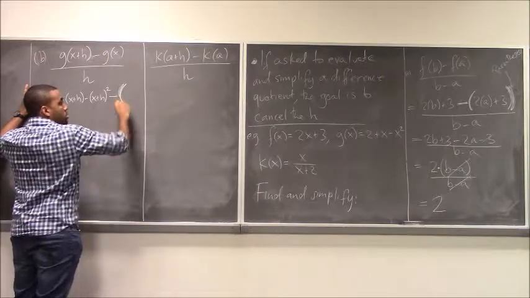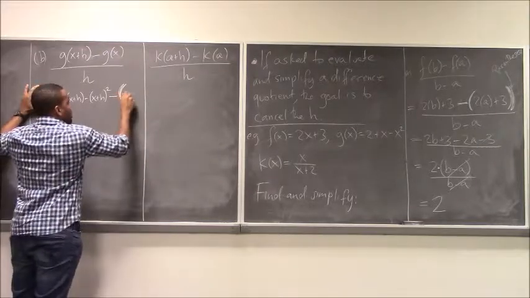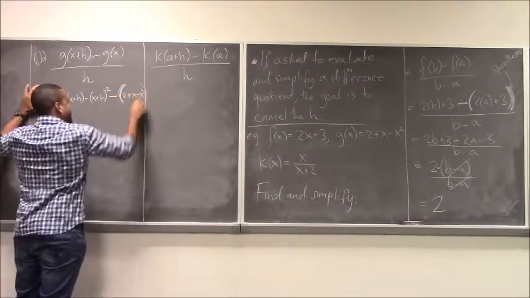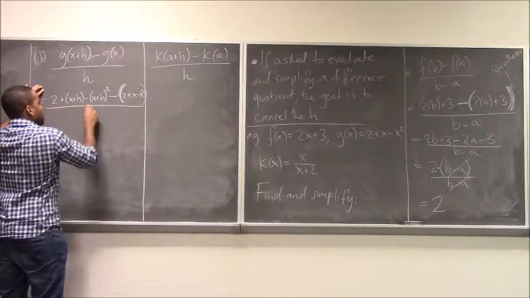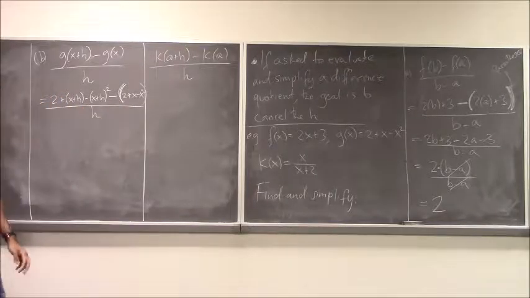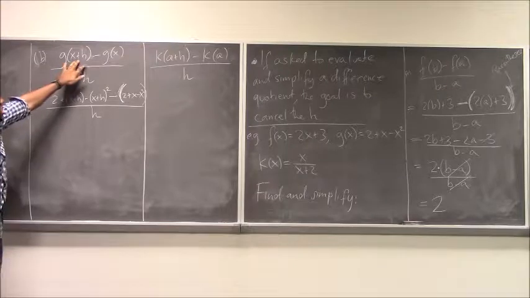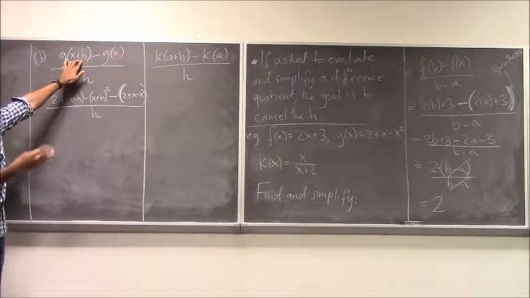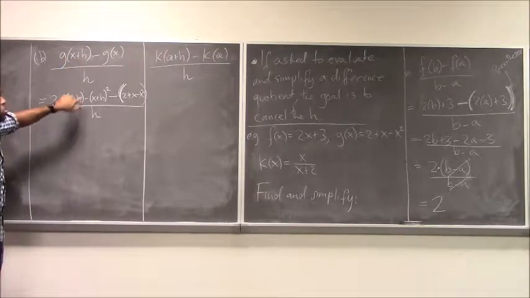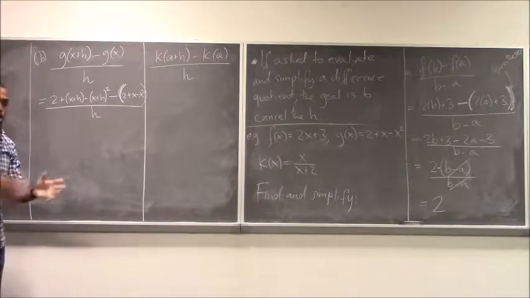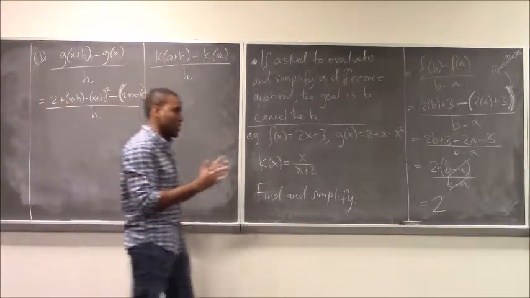Parentheses. 2 plus x minus x squared. And then put it all over h. Now, especially if the thing you're plugging in has several terms, like it has an x plus an h, I would literally always put that in parentheses just to be safe. You really want to use your parentheses to guide you so you don't make a mistake.